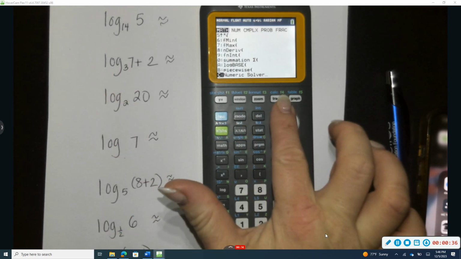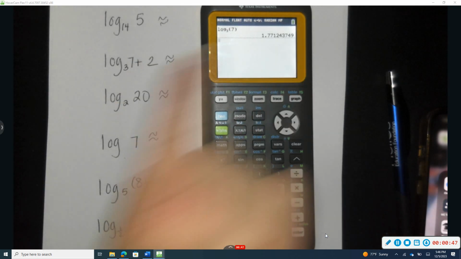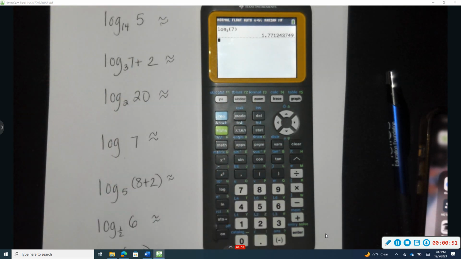Again, I'm doing math, pressing up 3 times. The base is 3. I want to show you how the 2 must go behind. Notice if I forget about the 2 and I just put my finger over the top of it, it allows you to get an answer of 1.77 approximately. We're going to add 2 to that to get 3.77.